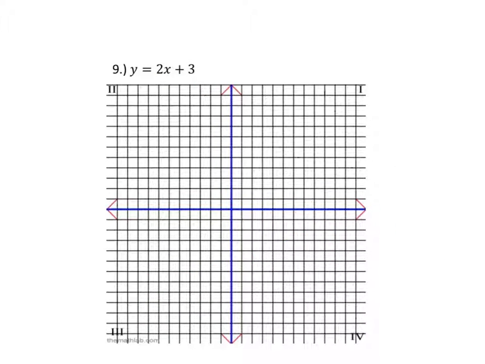The same directions for number 9. Y equals 2x plus 3. And we begin at the b, which is, for this equation, +3. Begin here at +3. Our slope is 2, but we need rise over run. So we do 2 over 1. From that point, rise 2, run 1. Then do it again. Rise 2, run 1. We could also reverse the order. Down 2, back 1, down 2, back 1.